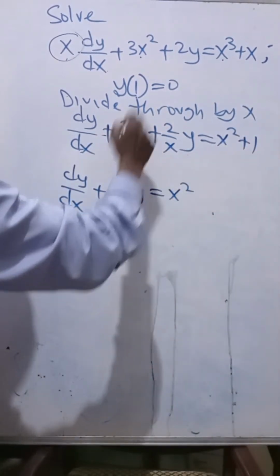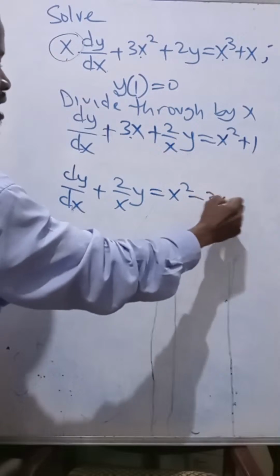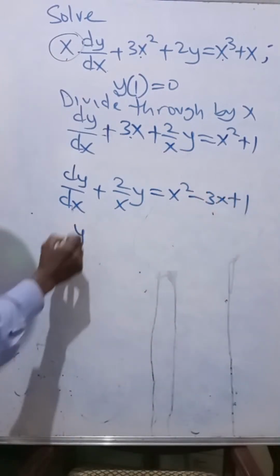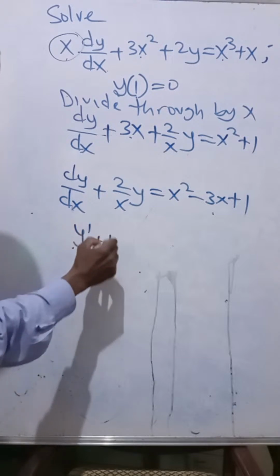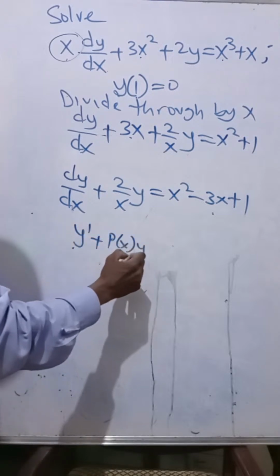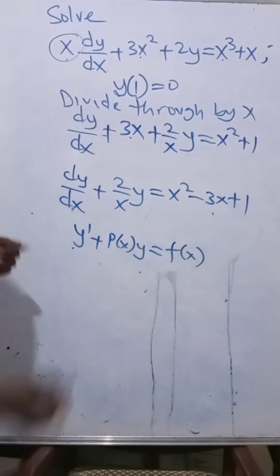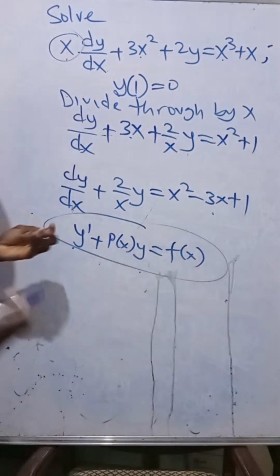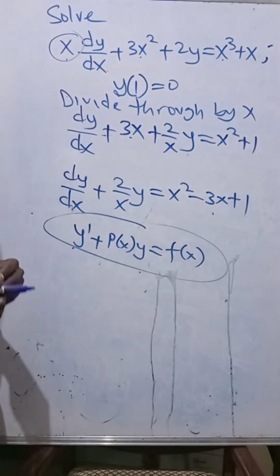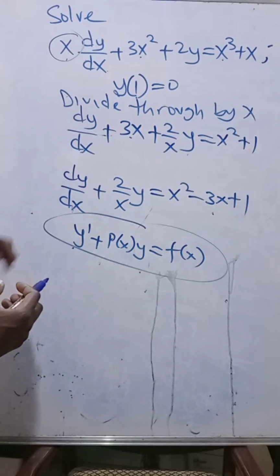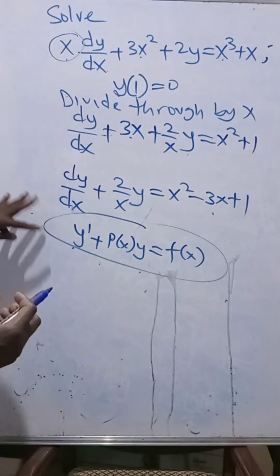S squared. Move this one to the other side. That's minus 3x and plus 1. So these now conform to the y first differential plus P of x y equal to F of x. So this conforms to that, and that is the general format for a linear differential equation. So what do we do next now?